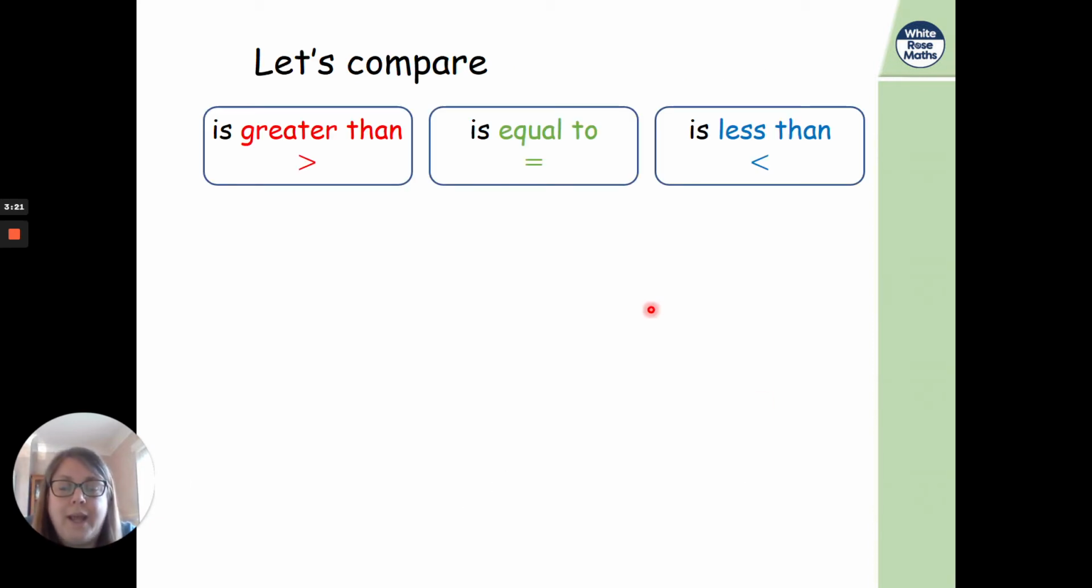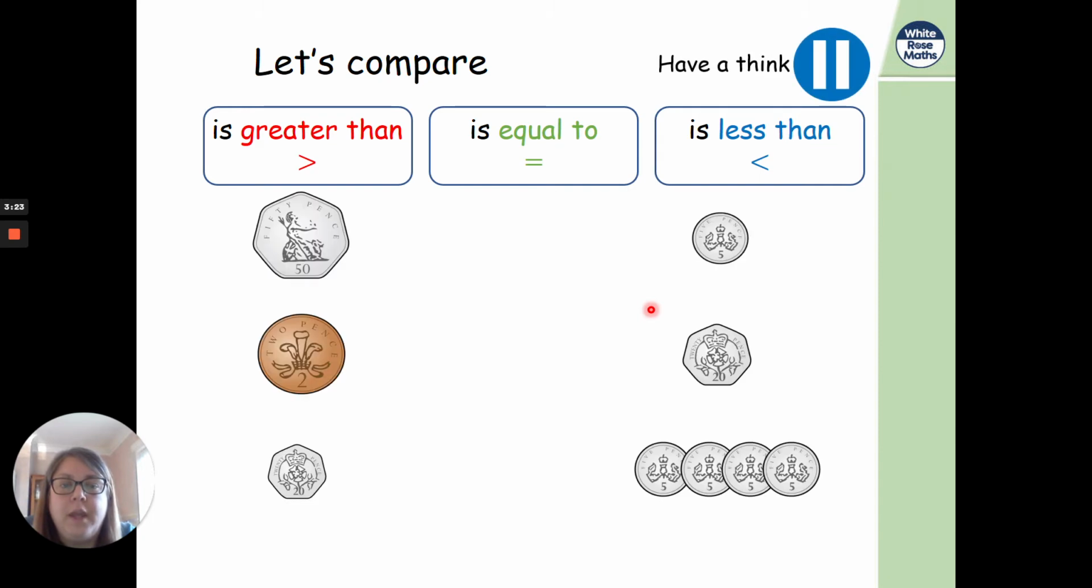So let's compare some of those coins. Have a little think. You might want to pause the video and I would like you to write this down. So 50, is it greater than, equal to or less than 5? So write 50 or draw a 50 pence piece. Do the symbol and then draw the 5. So do it for each of these. Off you go.